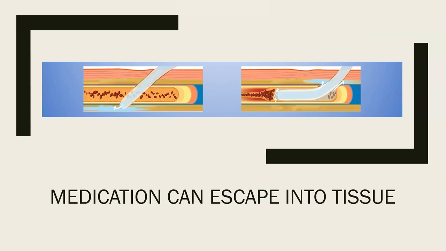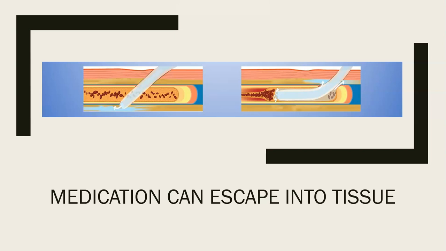Okay, so now we're going to talk about some more of the localized complications that can happen from IV therapy. There are two complications that occur from medication escaping into the tissue. You can see here on your left, we've got the IV catheter that's going through the vein. It's no longer in the vein, and so the medication or the fluid is going out into the tissue. You can see over here on the right side, it looks like there's a clot that's formed, and so that fluid is backing up outside of the vein and getting into the tissues.